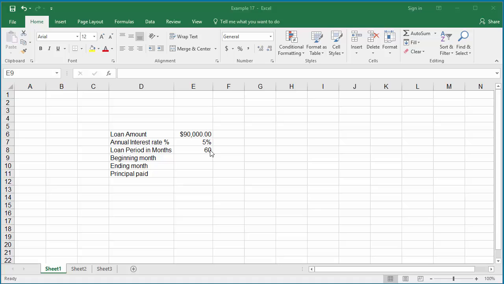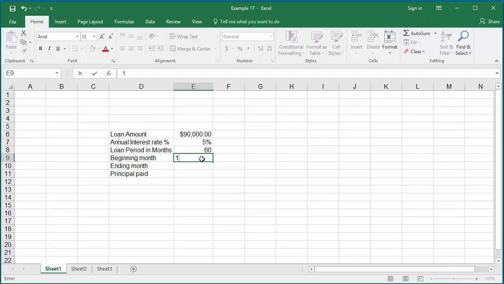If you want to determine how much interest is paid between first month to 30th month, enter in cell E9 the beginning month as 1 and in cell E10 the ending month as 30. Click on cell E11.